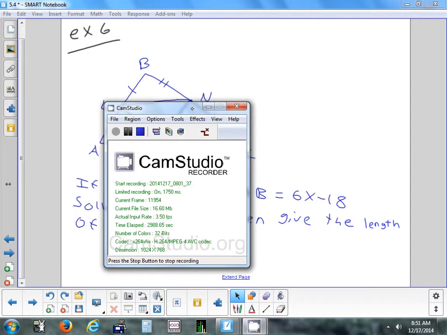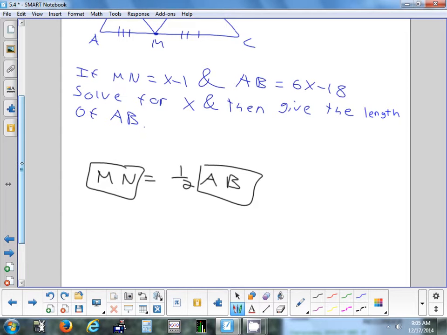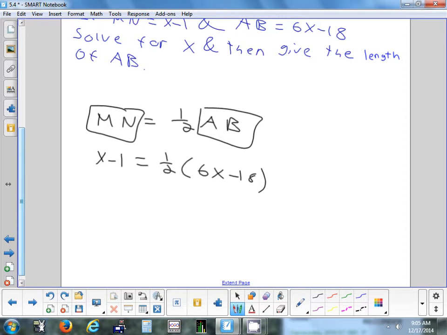All right, so a lot of people figured out the relationship here that MN is half of AB. Some people did it the other way. They said AB is twice as big as MN. That's fine too. Either way. Okay? So now what you're going to do is fill in for MN and AB. x minus 1 is half of 6x minus 18. Okay, distribute out your 1/2. What do you get on the right side when you distribute?